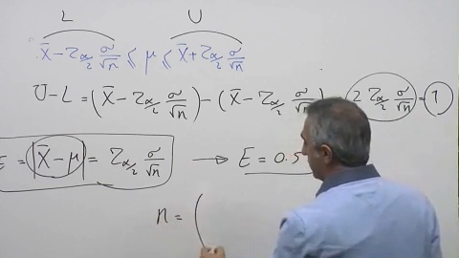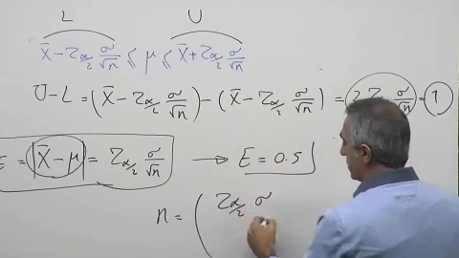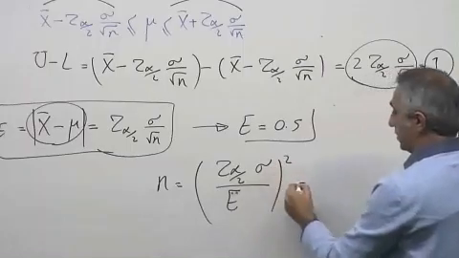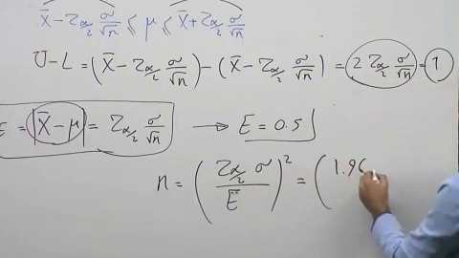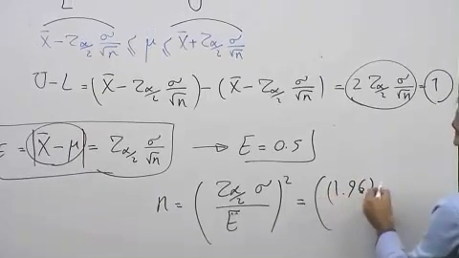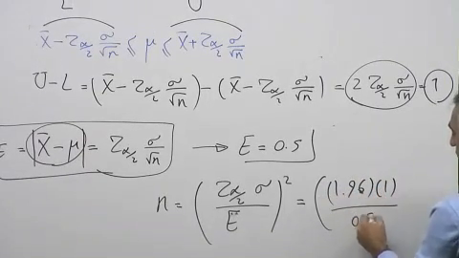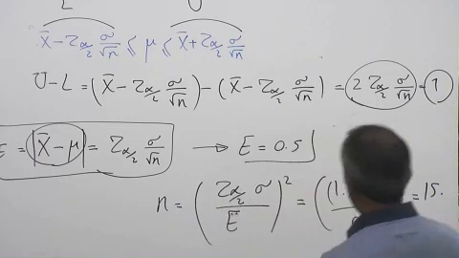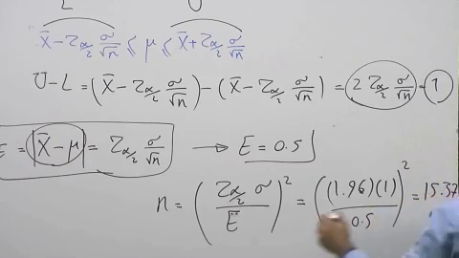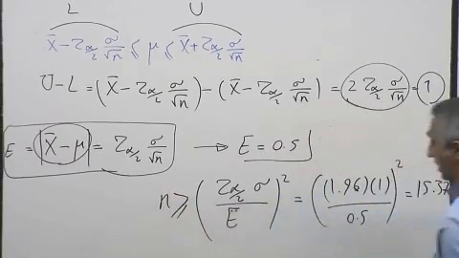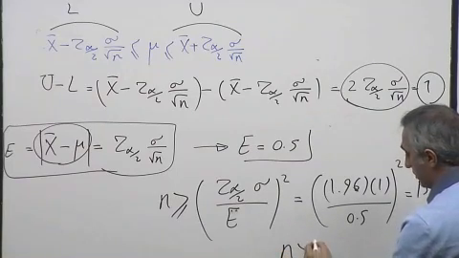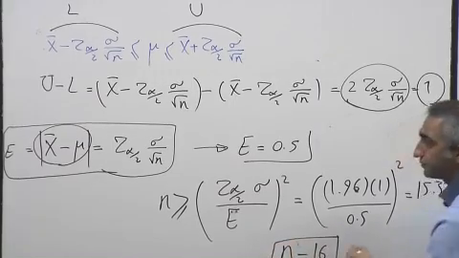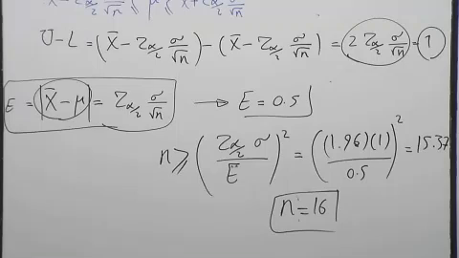Your n is defined as z alpha over 2 sigma over the error, squared, which is 1.96 times 1 over 0.5, squared. This is 15.37. So actually your n should be greater than that. Since n should be an integer, this would be 16. Okay?